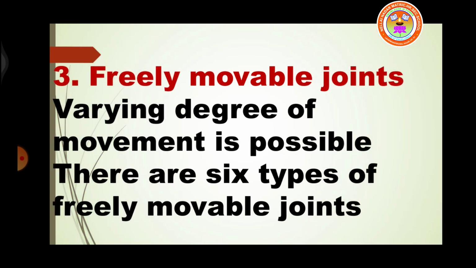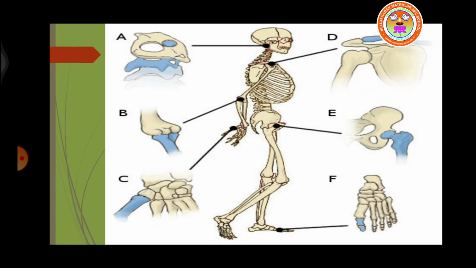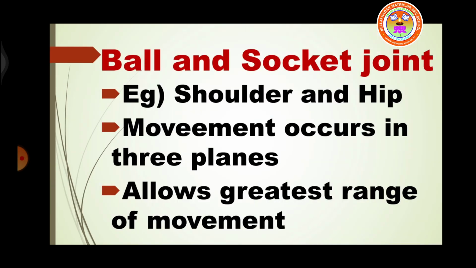Freely movable joints. In this type, varying degrees of movement are possible between the two bones forming the joint. There are 6 major types of movable joints. They are ball and socket joint, hinge joint, pivot joint, condyloid joint, gliding joint, and saddle joint. Now let us see one by one.